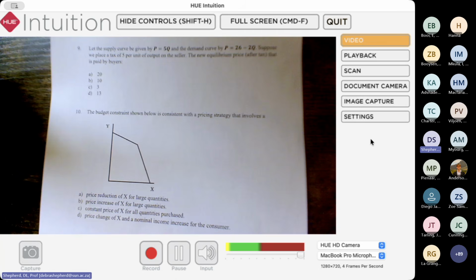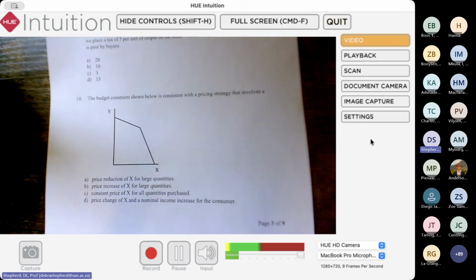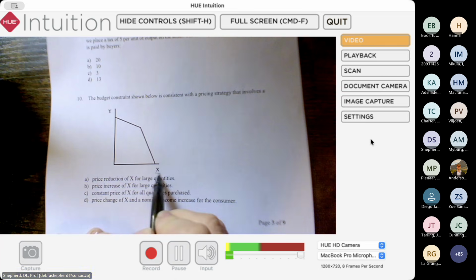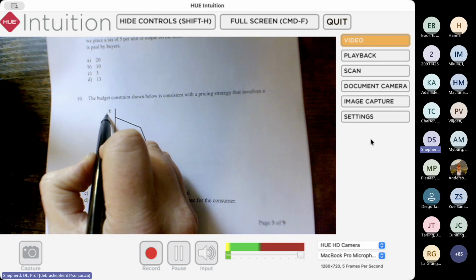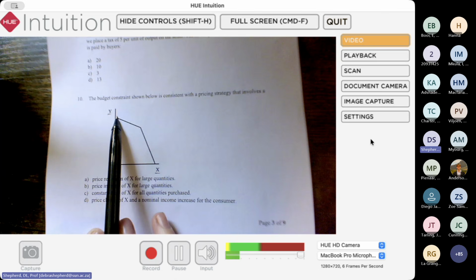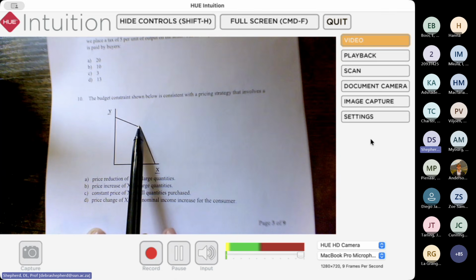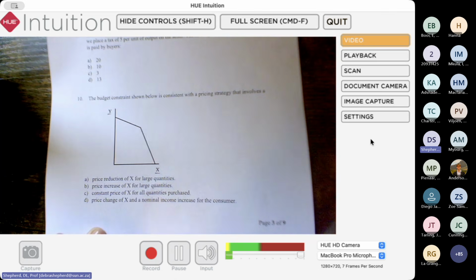Okay, so this is question 10. And this question deals specifically with a kinked budget line. So what we have here is a consumer who is consuming X and Y. And this is their current budget constraint. What we need to do in this question is identify what the shape of this budget constraint is telling us about the prices that this consumer faces.